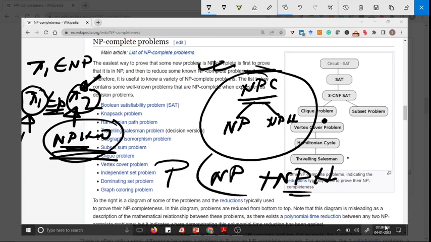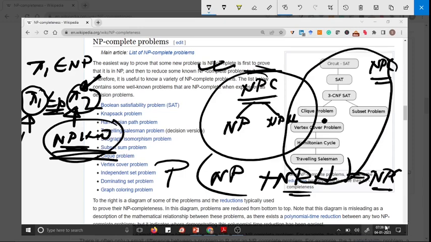NP plus NP hard combined gives us a set of problems which is called the NP complete problem set. Now the beauty is that this is the whole NP complete problem set. Some problems they have given, many more other problems are also there. They started with the Boolean circuit SAT. Circuit SAT is the satisfiability problem, which we'll discuss.